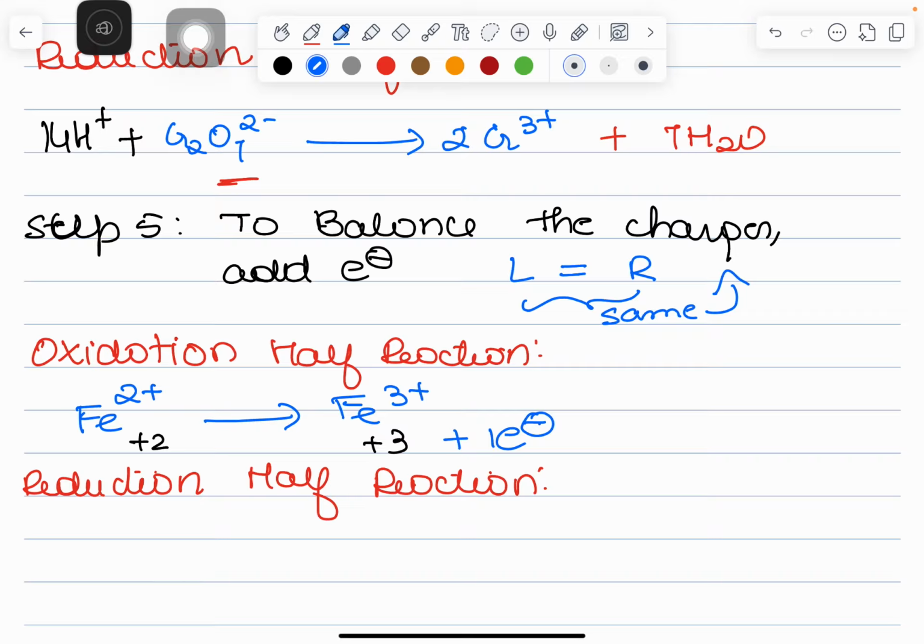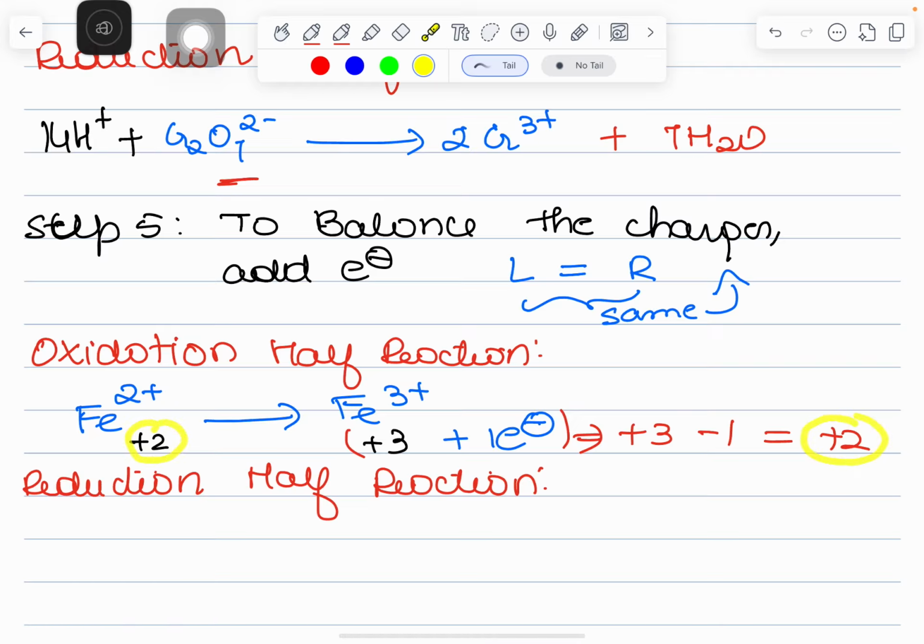One electron gives a negative charge. So the +3 stays, and the electron gives a -1 charge, so the total is +2. Now the charges on the left-hand side and right-hand side are equalized. So what we have added is 1 electron.